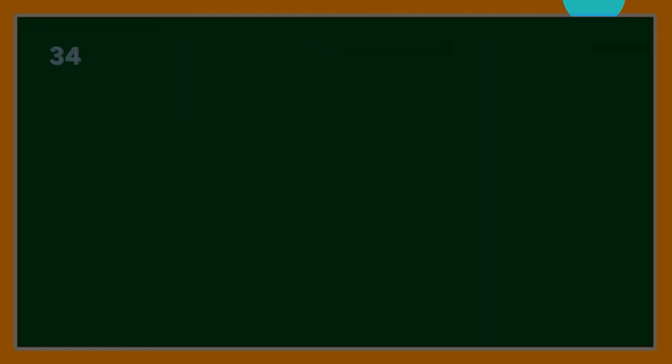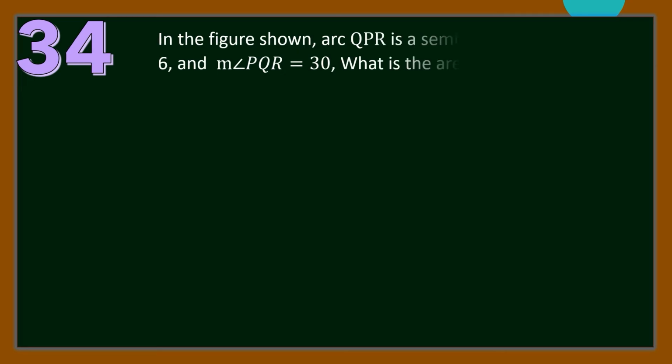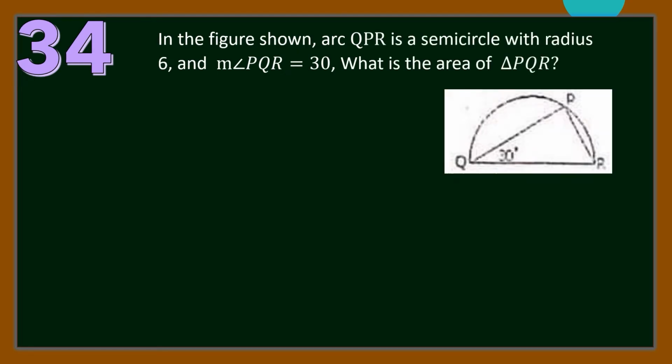Number 34. In the figure shown, arc QPR is a semicircle with radius equal to 6 units, and measure of angle PQR is equal to 30 degrees. What is the area of triangle PQR? Here is our suggested solution.